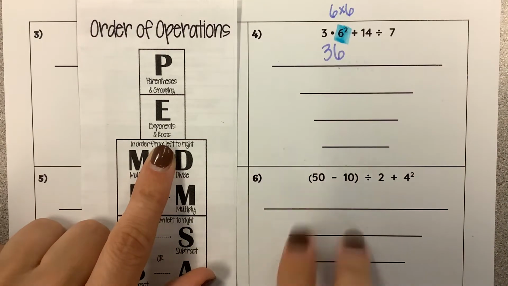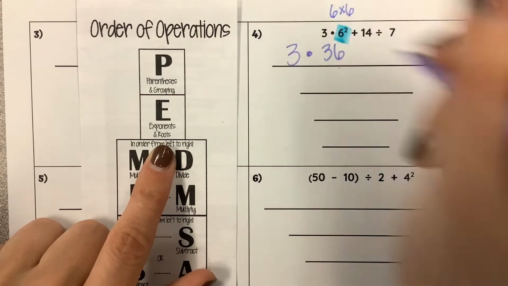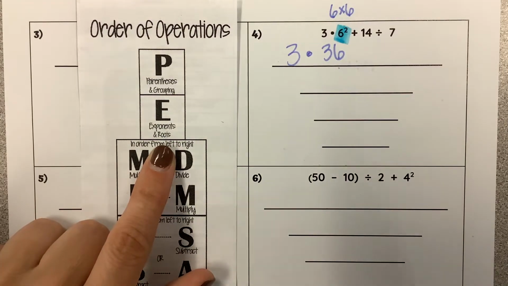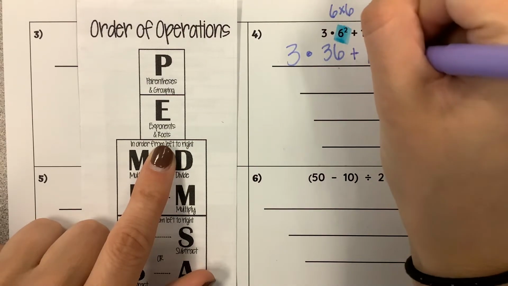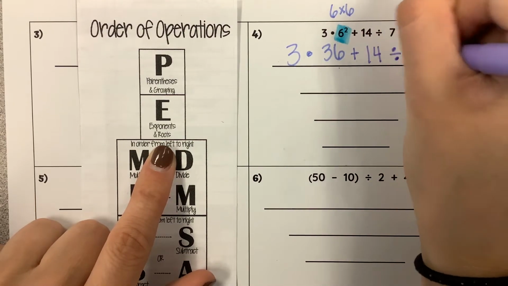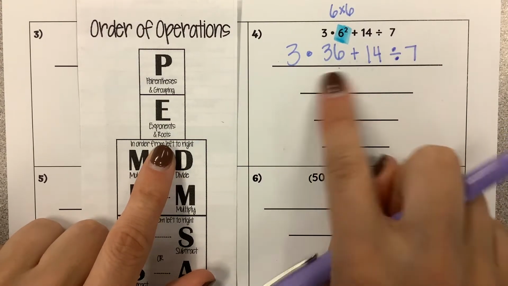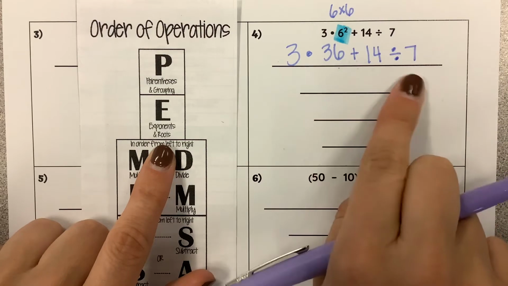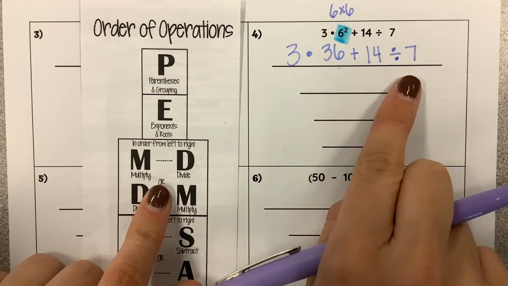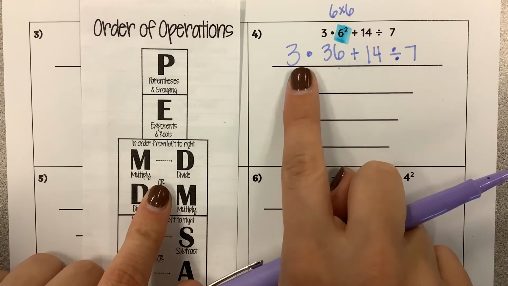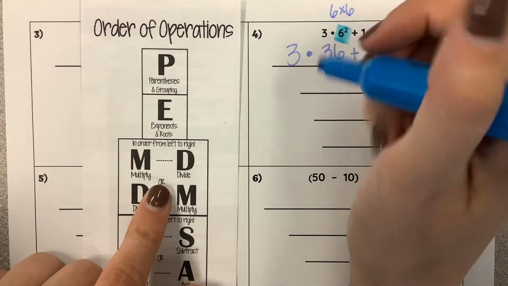Now I'm bringing everything else down. I'm bringing what's down on the left, so a 3 and a times goes on the left. And then I'm bringing what's on the right, so the plus, the 14, the divided, the 7. Now I'm going through my checklist again. Are there any more exponents? No. Moving on to multiplication and division. Do we have multiplication and division? Yeah, we have multiplication and division, so we are going to do what's on the left first.